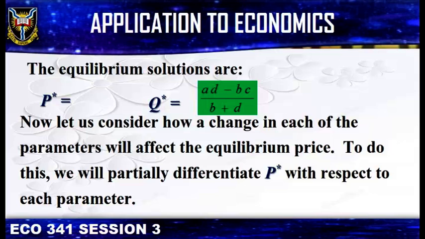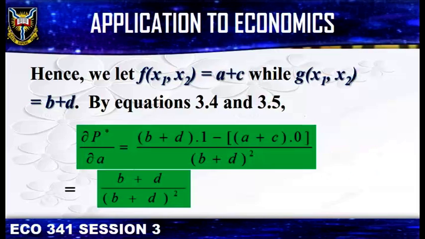Now let us consider how a change in each of the parameters will affect the equilibrium price. To do this, we will partially differentiate P* with respect to each parameter. Note that we have 4 parameters that determine the equilibrium price. Therefore, we shall establish 4 partial derivatives. Which rule are we going to invoke? Quotient rule, of course. Hence, we let f(s1, s2) = a + c, while g(s1, s2) = b + d.